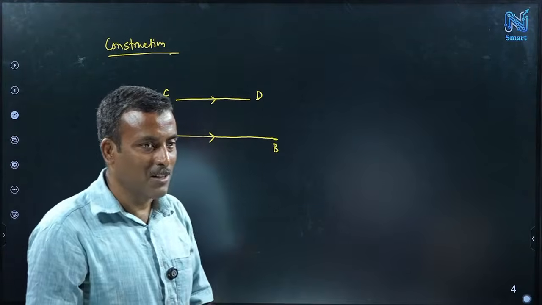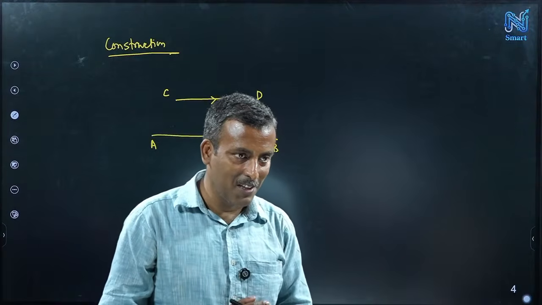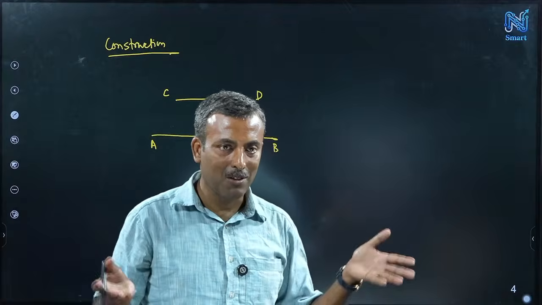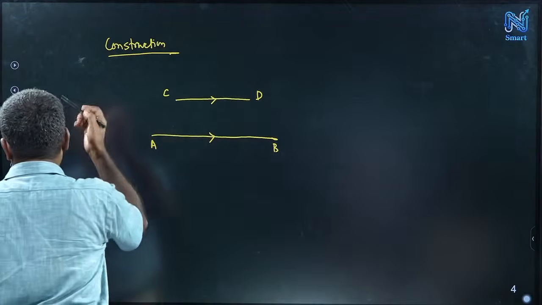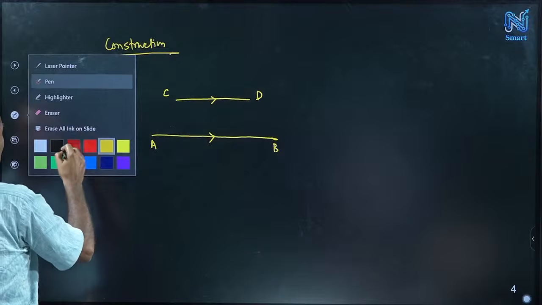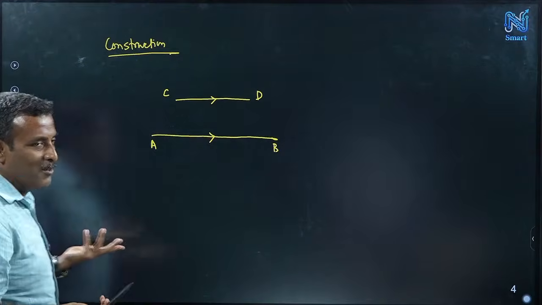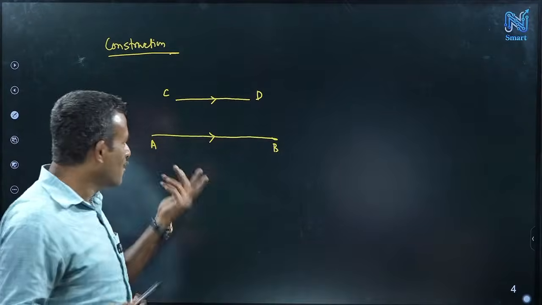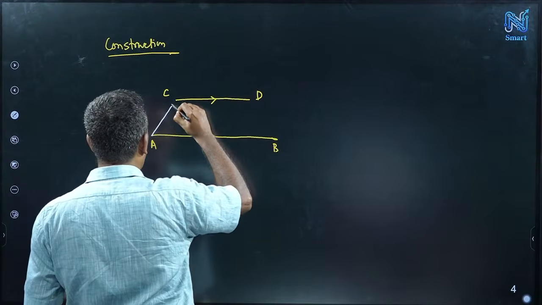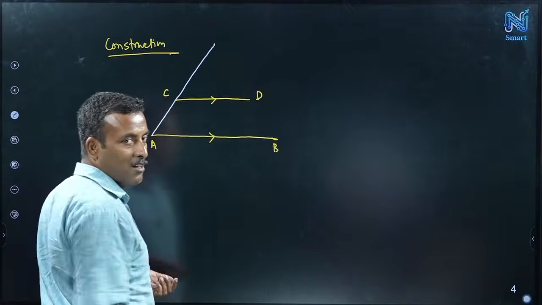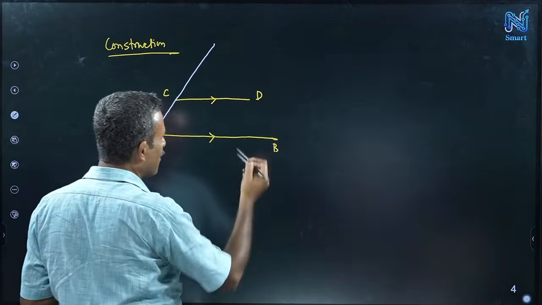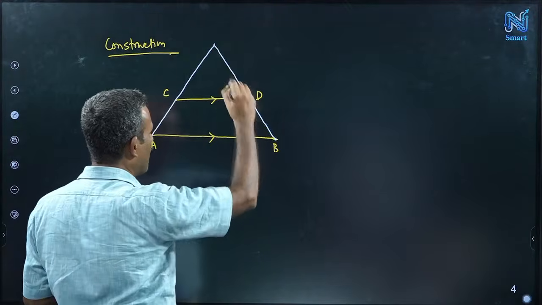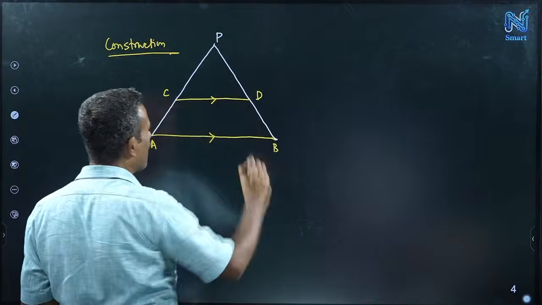Actually we have only a straight edge. So we can draw lines, but we can't draw arcs because there is no compass. We can only join, extend, and draw a line. So okay, join AC and extend, then join BD and extend, and say they meet at some point P.